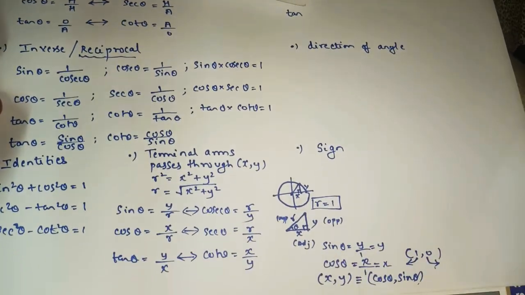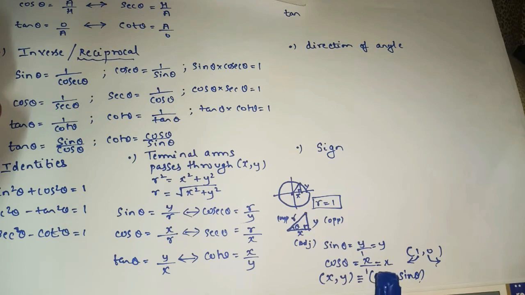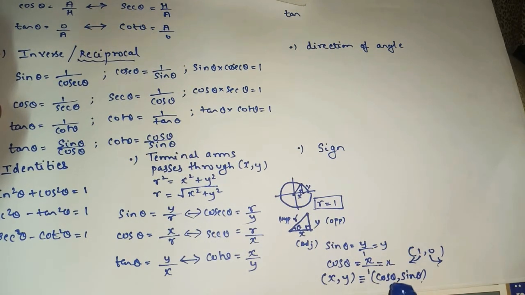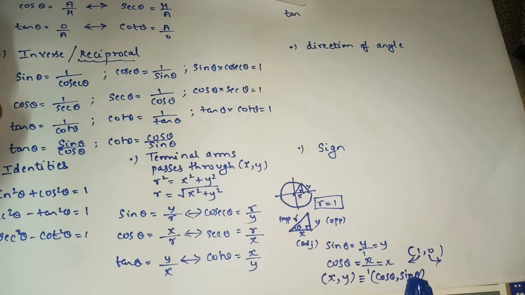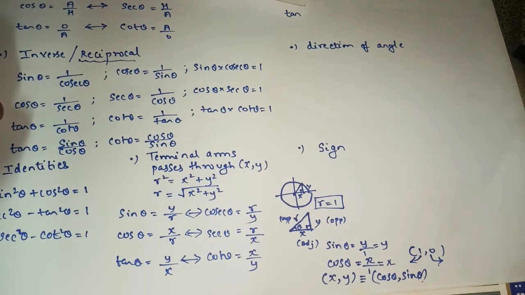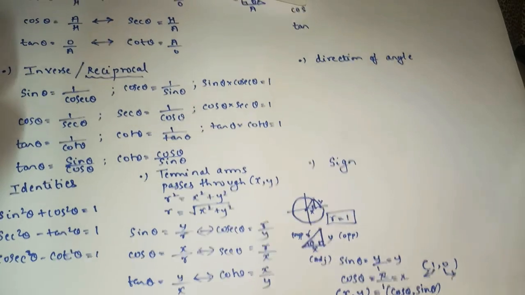Yes or no? And here we come to the conclusion that whenever the radius of the circle is 1, your X coordinate is cos theta and Y coordinate is sin theta. So the first value always indicates cos theta, and the second value always indicates sin theta. First value is cos theta and second value is sin theta. Understood? I hope you all understood till here.